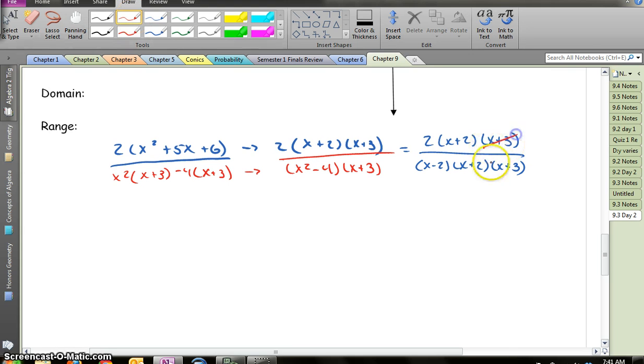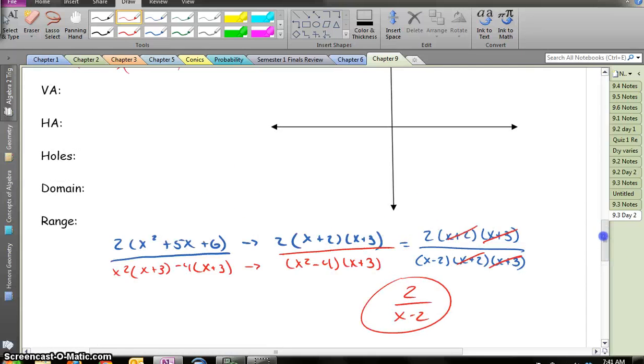So in this case my 3's are gone, my 2's are gone. That's my resulting equation. So how many holes are you going to have? 1, 2. We're going to have 2 holes in this one. Make sure to find your domain and range and draw a quick sketch.